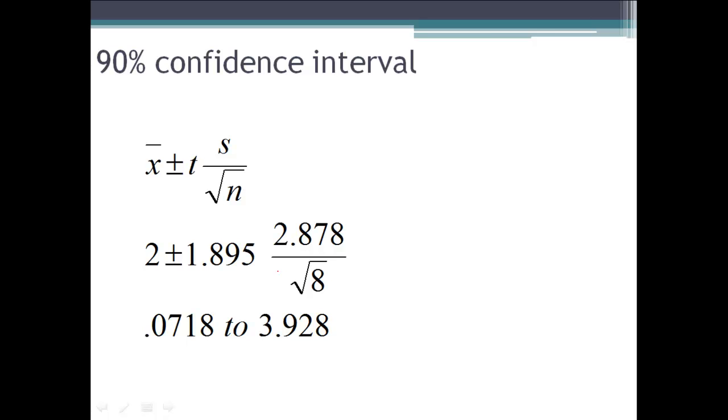0.0718 to 3.928, and our confidence intervals for the paired t-test will compare to 0. That entire interval is greater than 0. Therefore, we can conclude that there is a difference somewhere between 0.07 and 3.9.